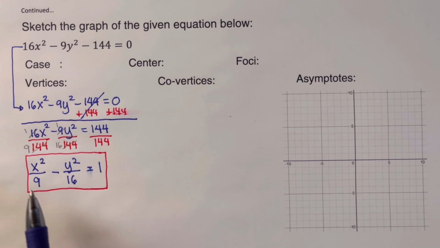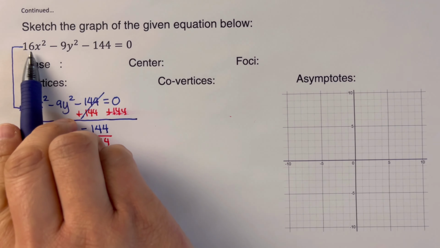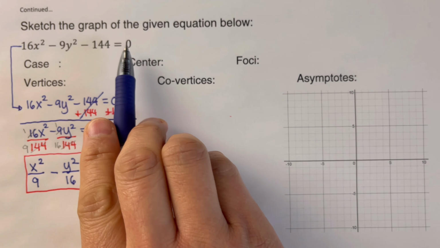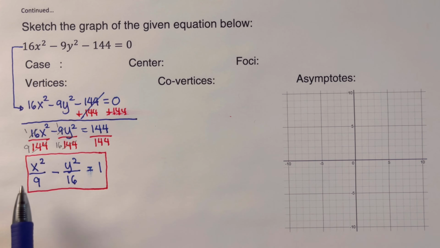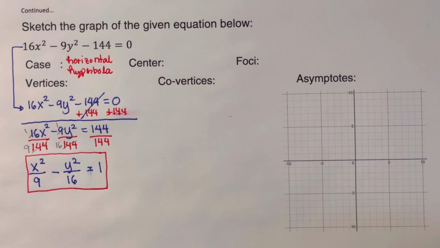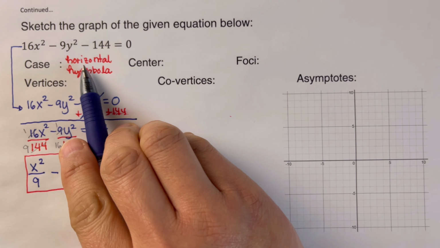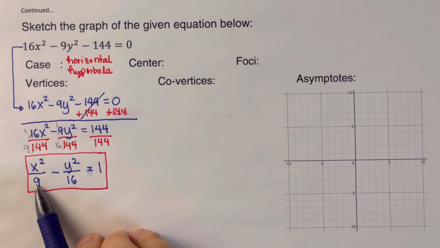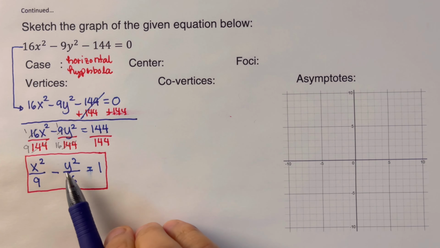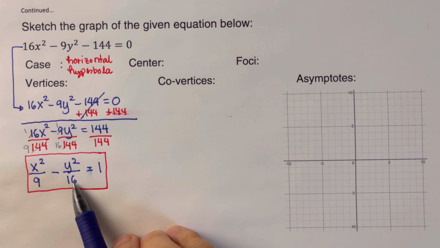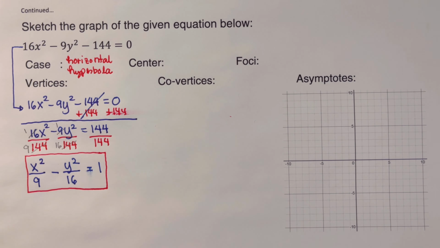So this is the equivalent standard form of this general form of the hyperbola. Since we have a positive x squared over 9 as the positive part, we can go ahead and say that this is an example of a horizontal hyperbola. I'm going to go ahead and write that up here. Since this is a horizontal hyperbola, under the x squared is our a squared, and under the y squared is our b squared. So I'm going to go ahead and solve for a and b.